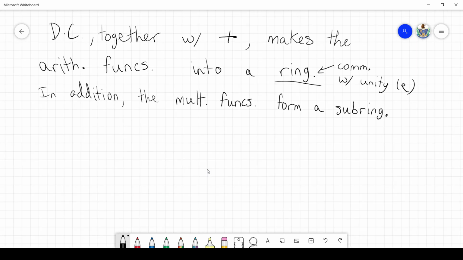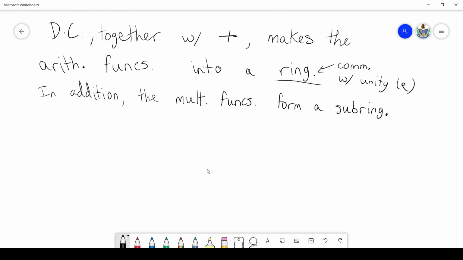Alright, so let's see how this all comes together. So first, let's show that Dirichlet convolution is commutative, and this is pretty easy because this sum is very obviously symmetrical, right? Sorry, this should be a D. I was thinking about 6.